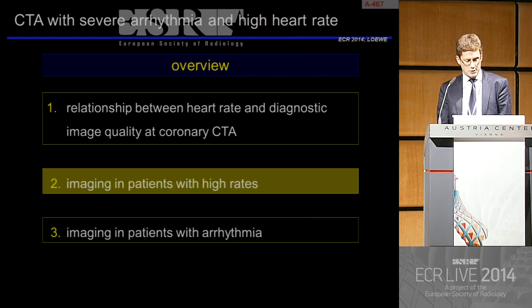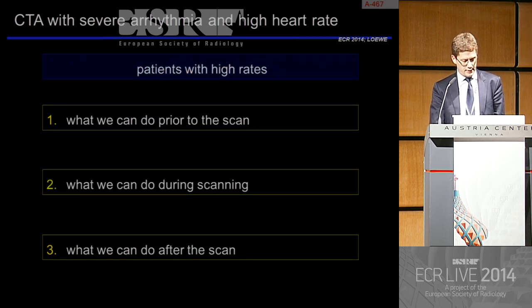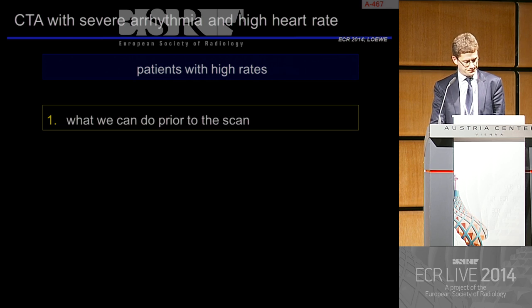So we have patients with high heart rates. We have patients where we should do the cardiac CT, how we can deal with this group of patients. I will first talk about what we can do prior to the scan, afterwards what we can do during scanning, and finally, very short, what we can do after the scan, since after the scan there are not that many options to do if the heart rate was too high.